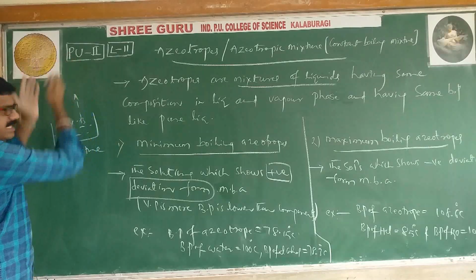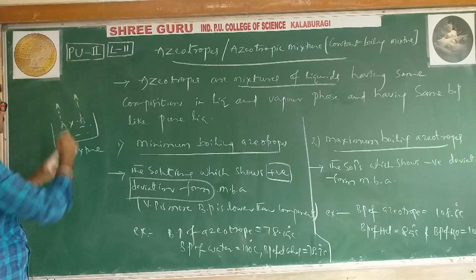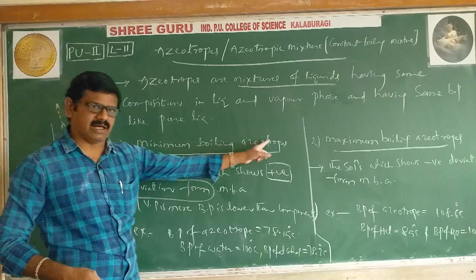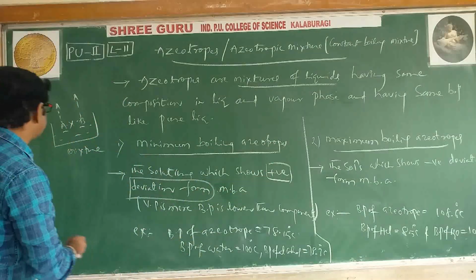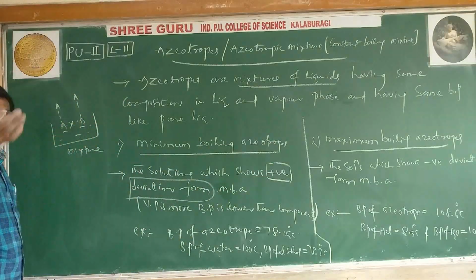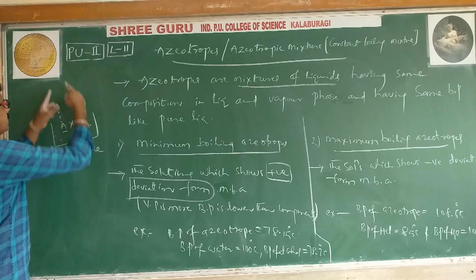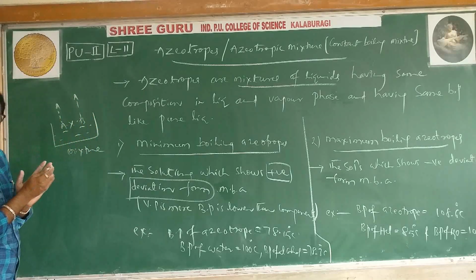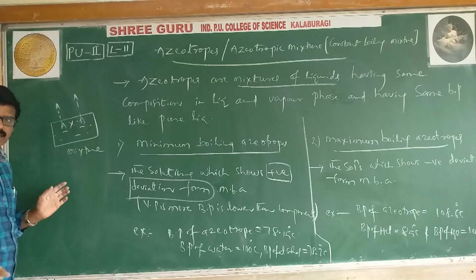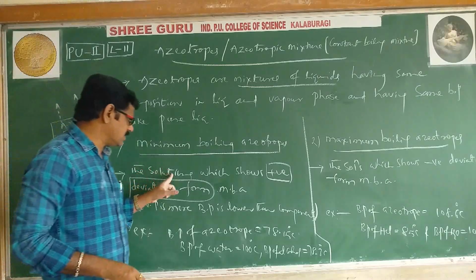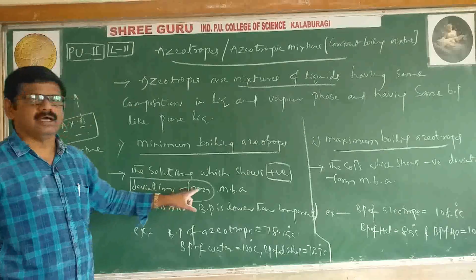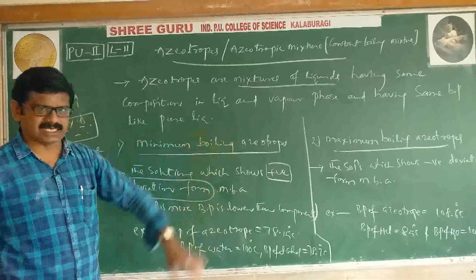That is called minimum boiling. Why minimum boiling? Because between A and B, attractions are not strong. They can boil easily by taking a lower temperature. That's why the solutions which show positive deviation are called minimum boiling azeotropes.